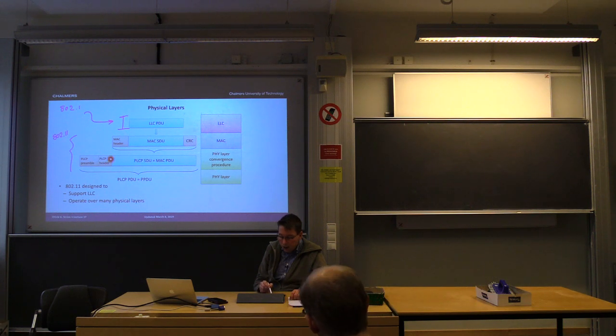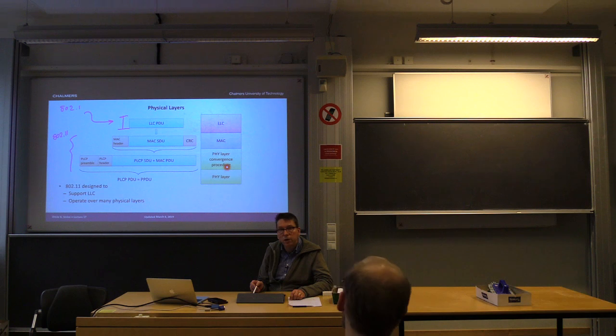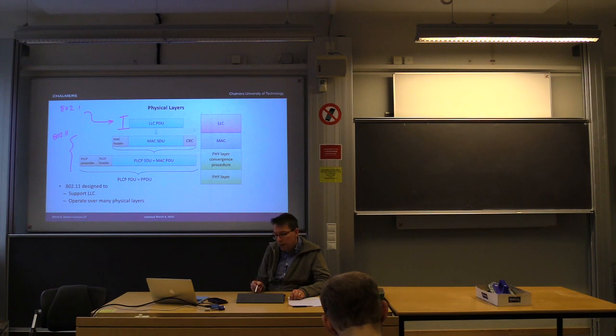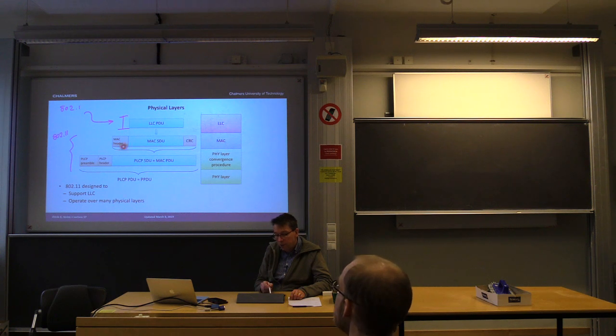.11 has yet another sub-layer in the physical layer, which is called the Physical Layer Convergence Procedure, or PLCP, right? And the reason why we have one of these sub-layers here is that even though the MAC frame is the same for all kinds of physical layers that we use, this one is used to somehow convert that into a suitable frame for the physical layer. So we'll see an example of this shortly.